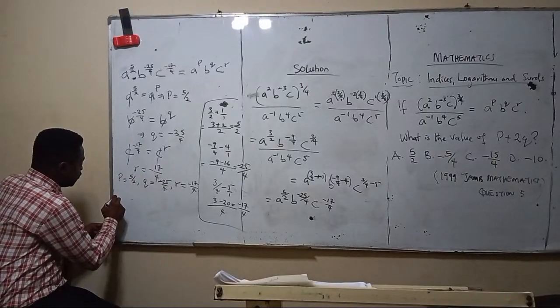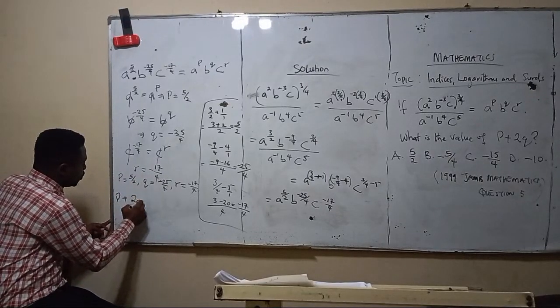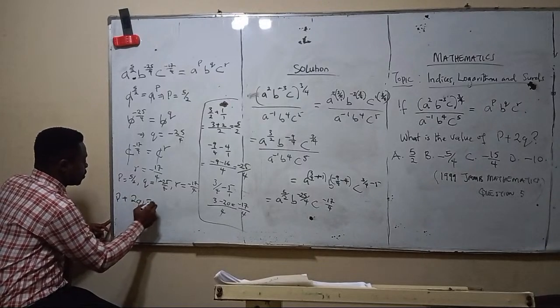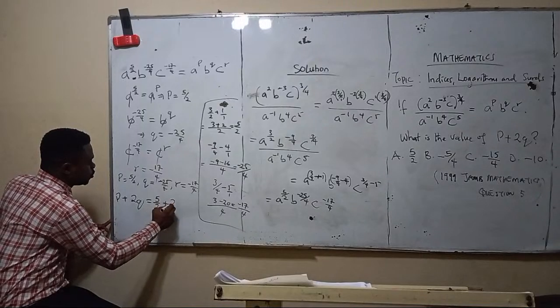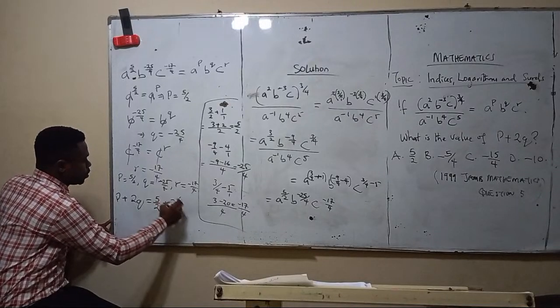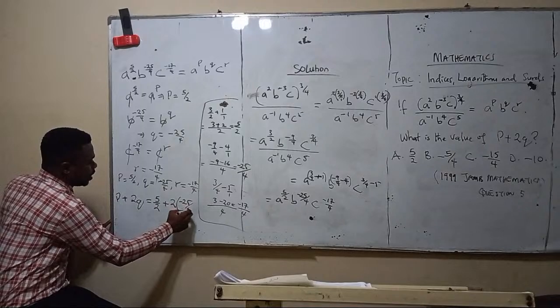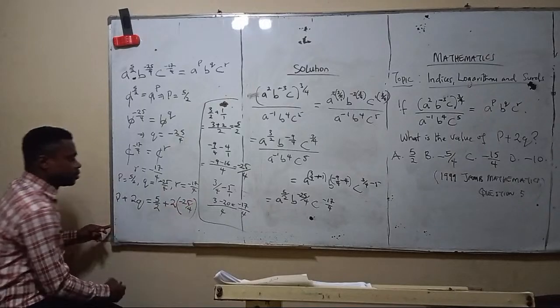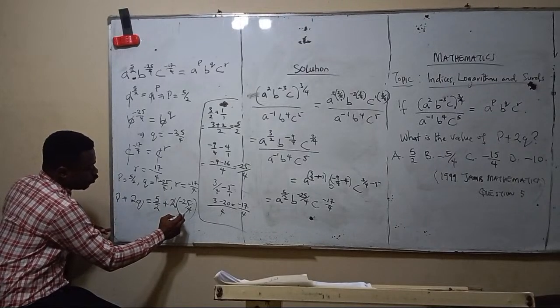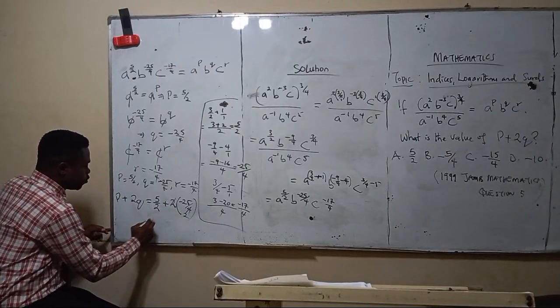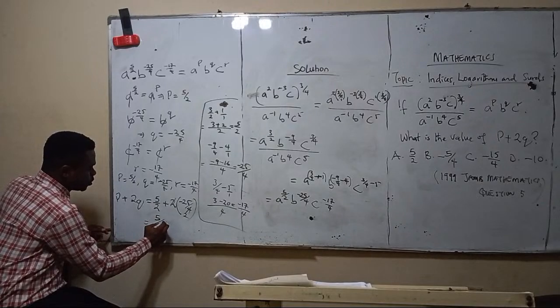So P plus 2Q is now equal to what? P is 5 over 2 plus 2 times Q, which is minus 25 over 4. To solve this, these 2 cancel, and 4 divided by 4, we have 2 remaining. So it's 5 over 2.